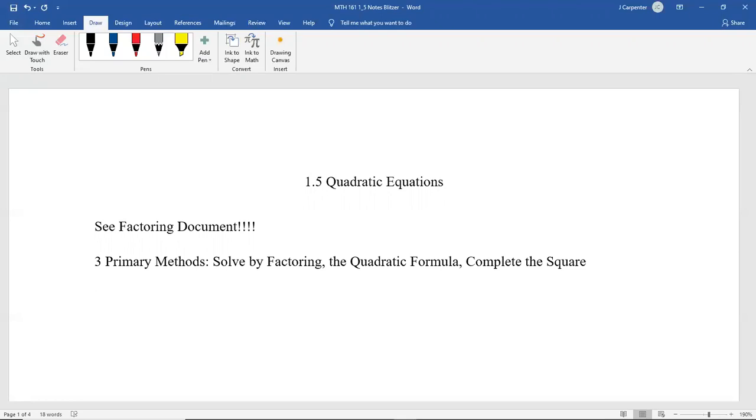Completing the square, most people's least favorite. I'm not saying everyone's, I said most people's. It's a lot more methodical. The steps feel very much like, why the heck am I doing this? But here's the fun thing.